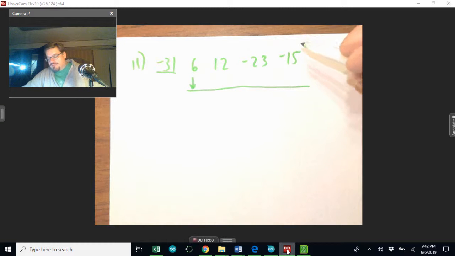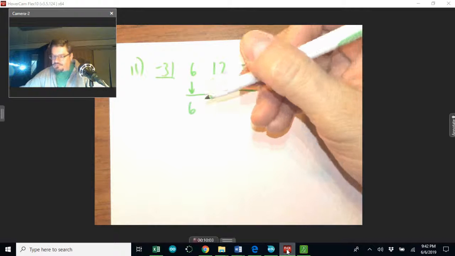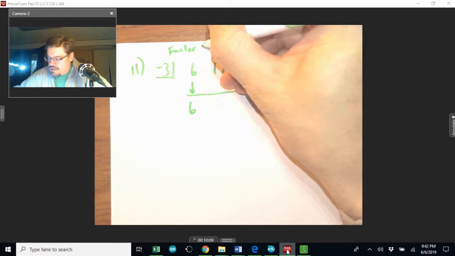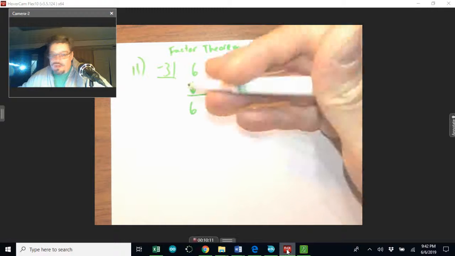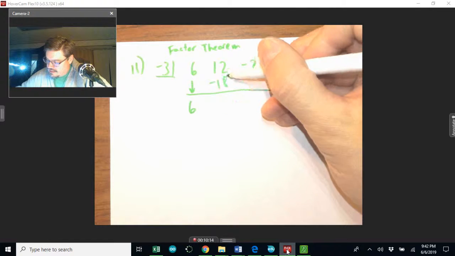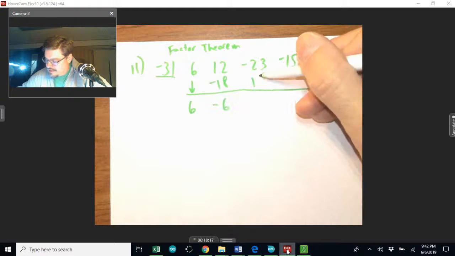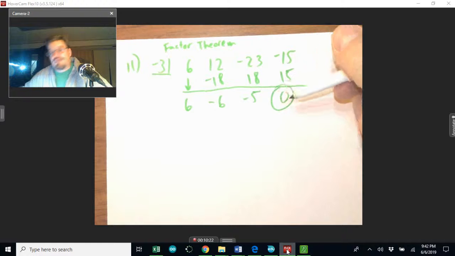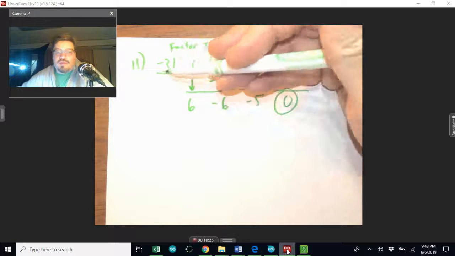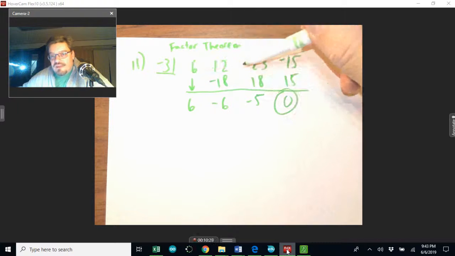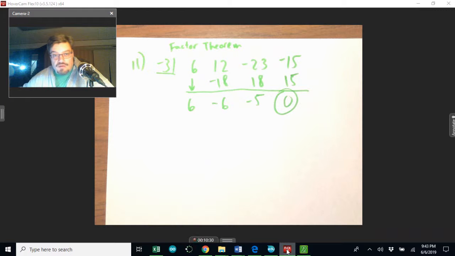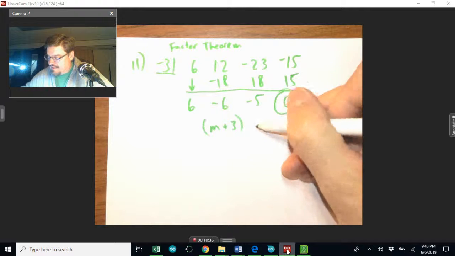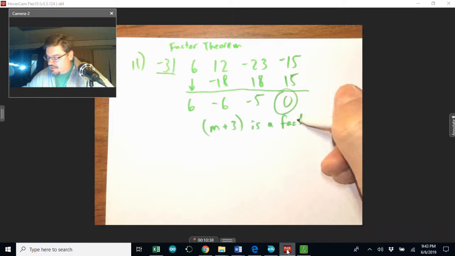So we drop the 6. We're going to do synthetic division. This is the factor theorem. It's in your notes what this thing does, so I'll explain it once we get there. That's negative 18. Add that, that's negative 6. That's positive 18. That would be a negative 5, which would be a positive 15. You get a 0. If you get a 0, that means that m plus 3 fits into this polynomial evenly. There's no remainder. So m plus 3 is a factor. The answer is yes, he's a factor.